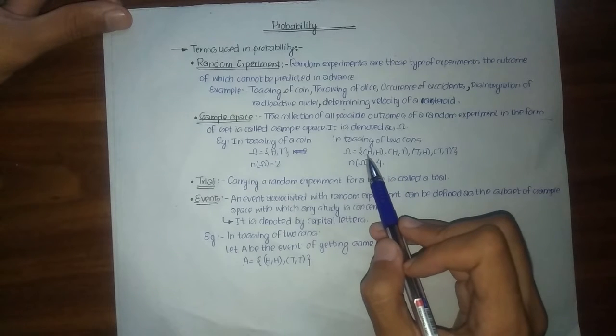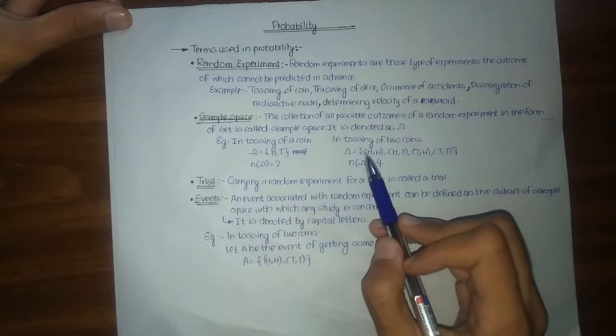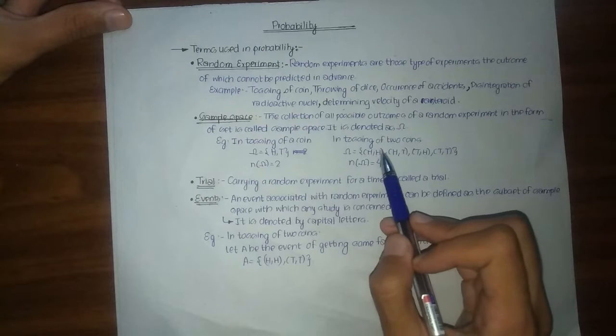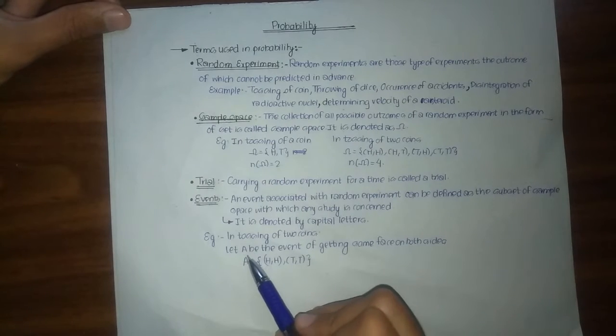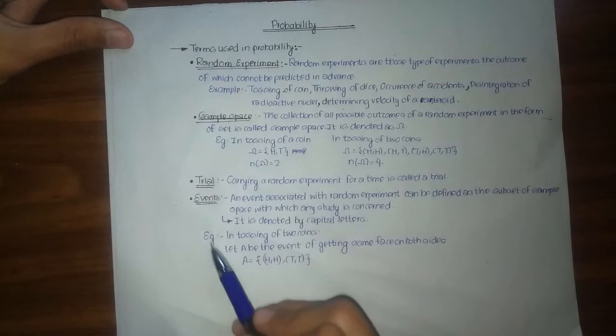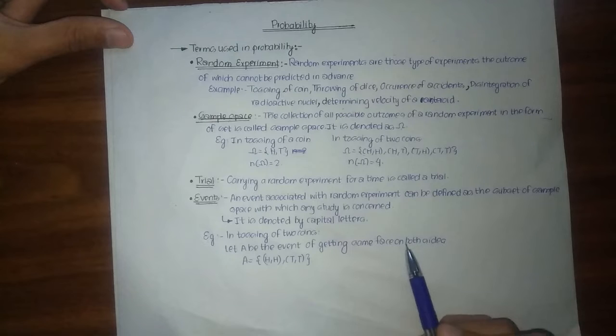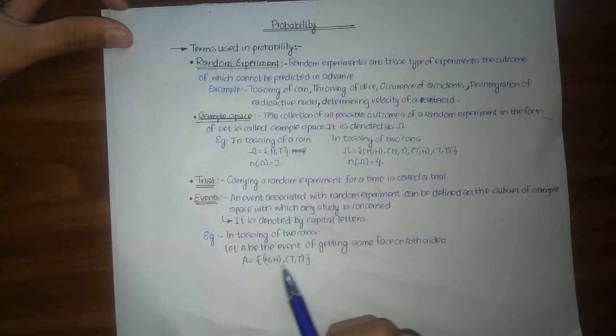It is called an event. So let's say if I focus on the outcome of getting head in both of the tossings, then it is called an event. So simply, for the example of events in tossing of two coins, let A be the event of getting face on both sides, then A equals head or tail.